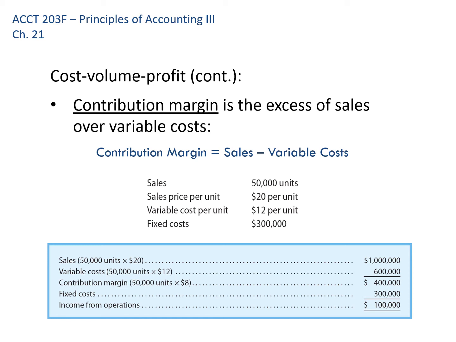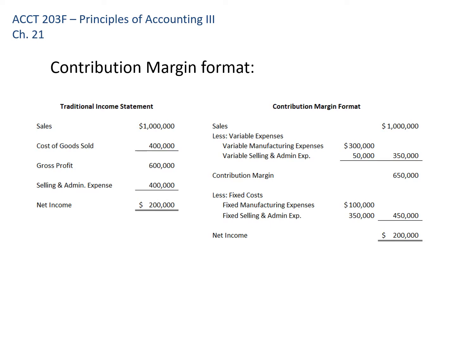I want to just take a brief detour and show you something that I think is really useful. So here's an example of a company, and I have the same exact information. This is the same company, same results, but I'm showing you 2 different formats for an income statement. So on the left is a traditional income statement, which hopefully is familiar to all of you. So we have sales of $1 million, cost of goods sold of 400,000. That gives us a gross profit of 600,000. We subtract selling and administrative expenses of 400,000. So this company has net income of $200,000.